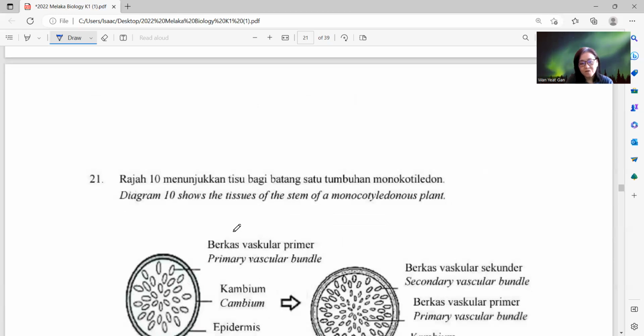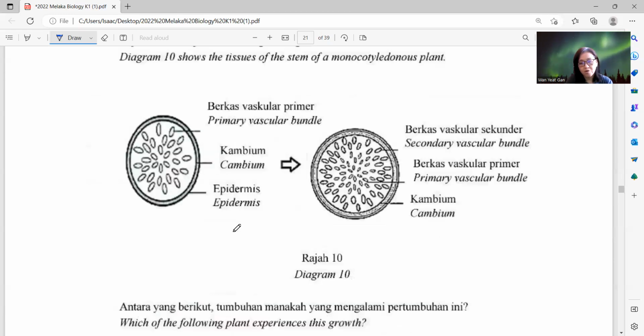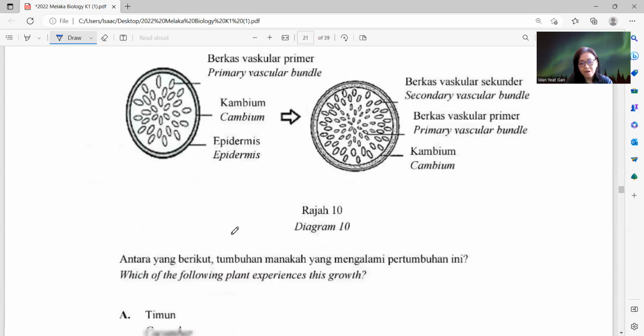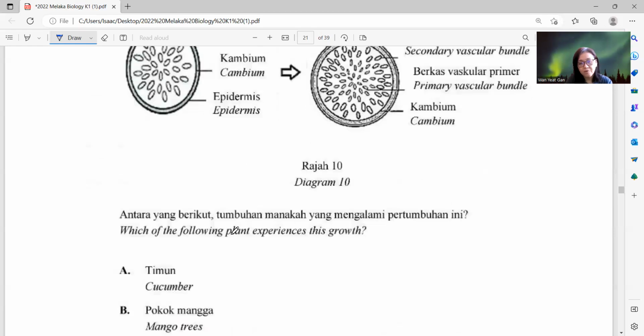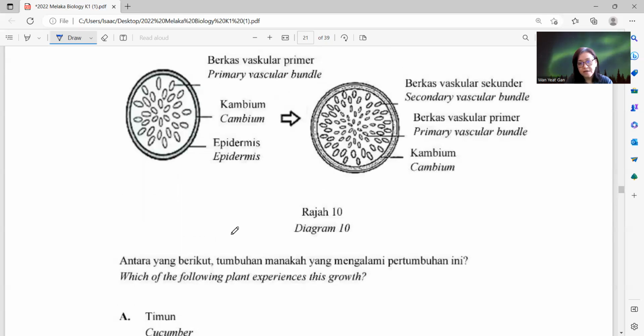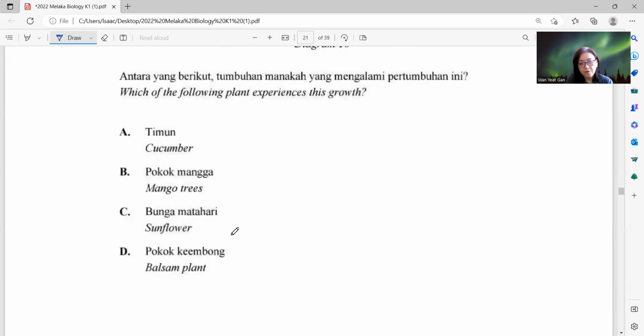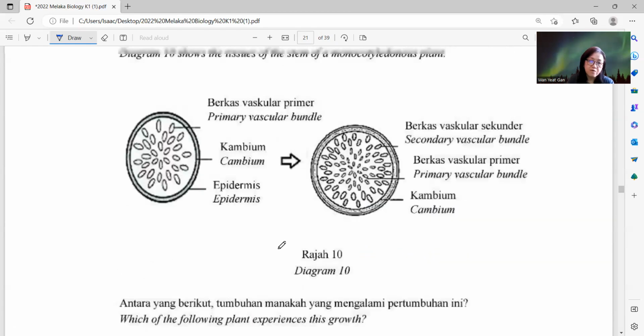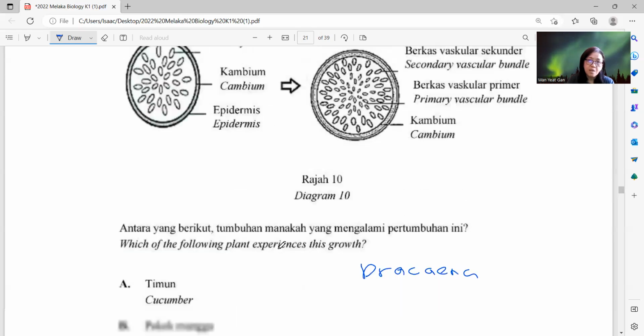21. Diagram 10 shows the tissue of the stem of a monocotyledonous plant. Which of the following plants experiences this growth? Monocotyledons that undergo secondary growth are very limited. One example of such a plant is Dracaena. So here you can see they are all dicotyledonous plants. So there's no answer for this question.